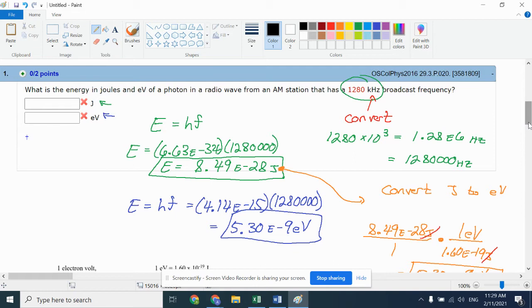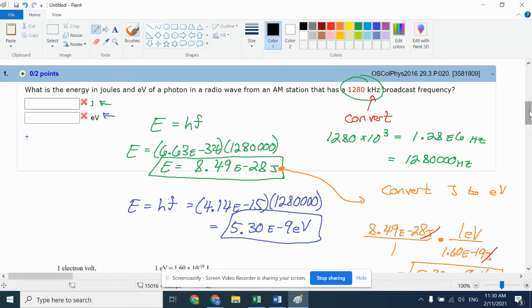To do it in joules, I will use the h value of 6.63 E negative 34, as shown here, multiplied by the frequency, and I get the energy in joules. For electron volts, same equation. The difference is I'm using the 4.14 E negative 15.